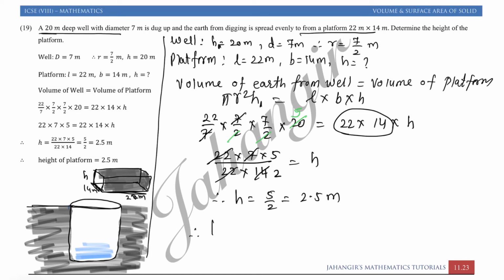So therefore the height of the platform is equal to 2.5 meter. Hope you had understood. Whatever earth we are taking out from the well, which is in the shape of a cylinder, is placed as a platform. The platform is cuboid shaped, so volume of cylinder is equal to volume of cuboid.